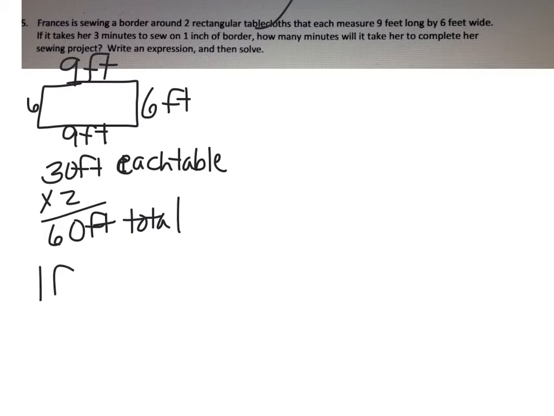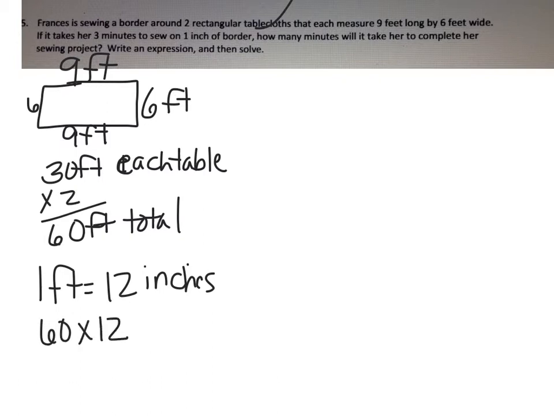I know that 1 foot equals 12 inches. So I can say 60 times 12, or 12 times 60. And I'm going to do it with a standard algorithm. I'm going to say 12 times 6, and I know that is 72. And because this is in the tens place, I can multiply 72 times 10, and I get my 0 at the end, which gives me 720. So I have 720 inches.